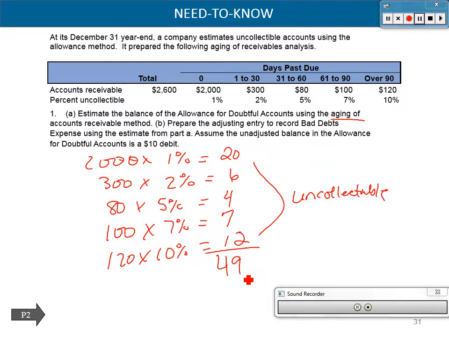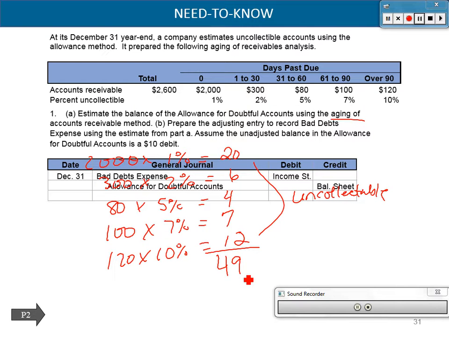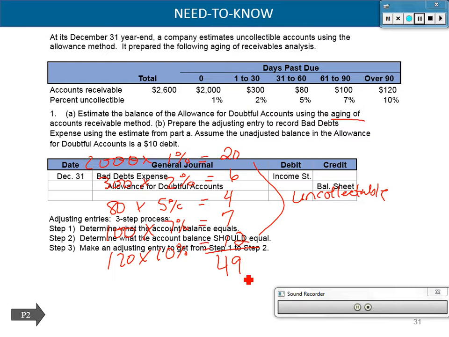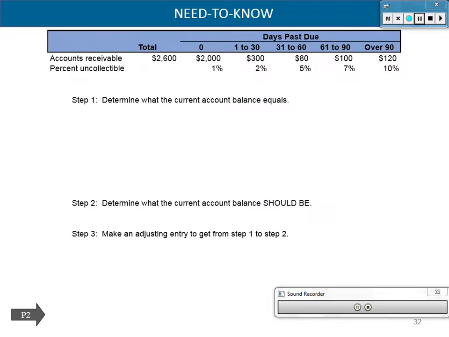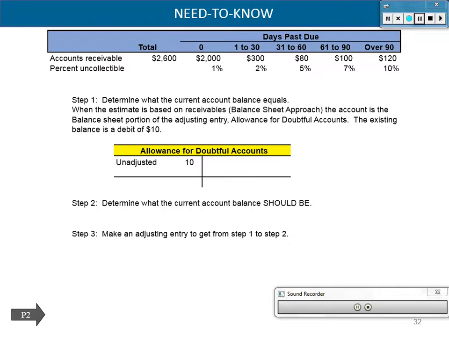So now what we have to do, it says determine what the current account balance equals. We already did. They had a previous balance of $10, which is a debit.